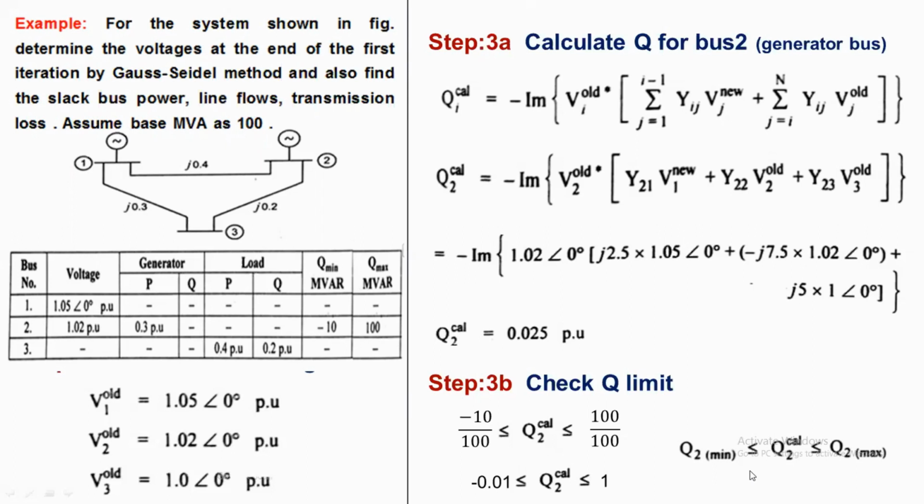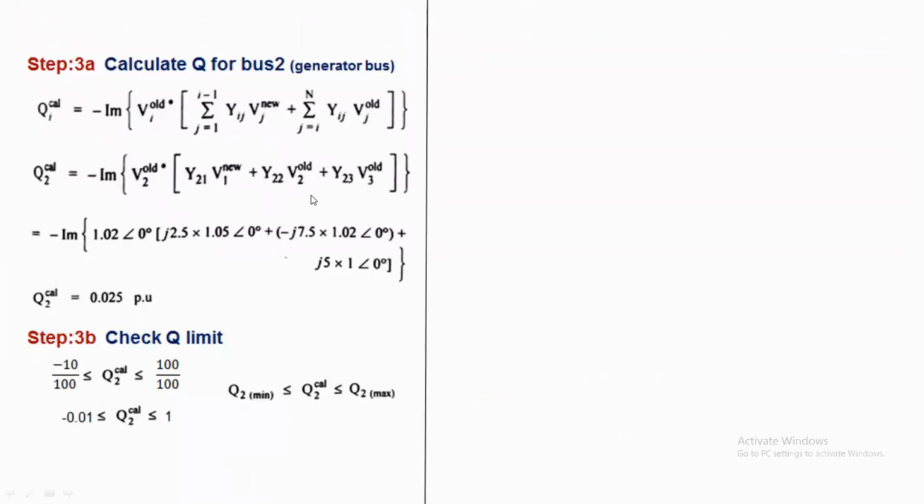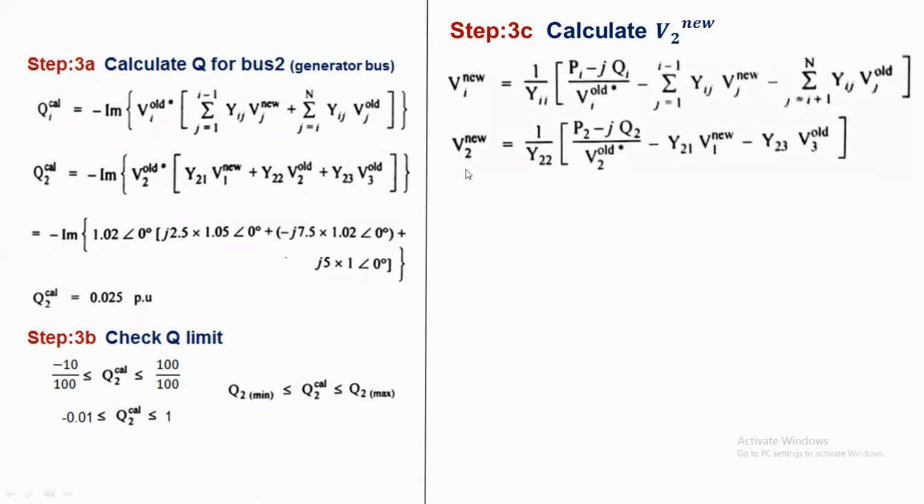Step number 3C for generator bus. Here we calculate the phase angle by using the formula for V2 new. V2 new is the second bus, so you calculate V2 new. In the place of i, substitute 2. This is the actual load flow formula for the Gauss-Seidel method. V2 new is equal to 1 divided by Y22 [(P2 minus jQ2) divided by V2 old star minus Y21 V1 new minus Y23 V3 old].